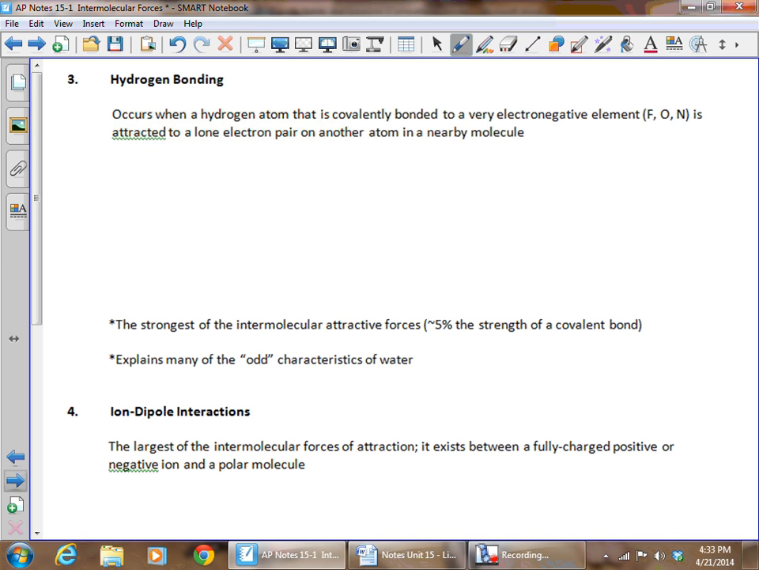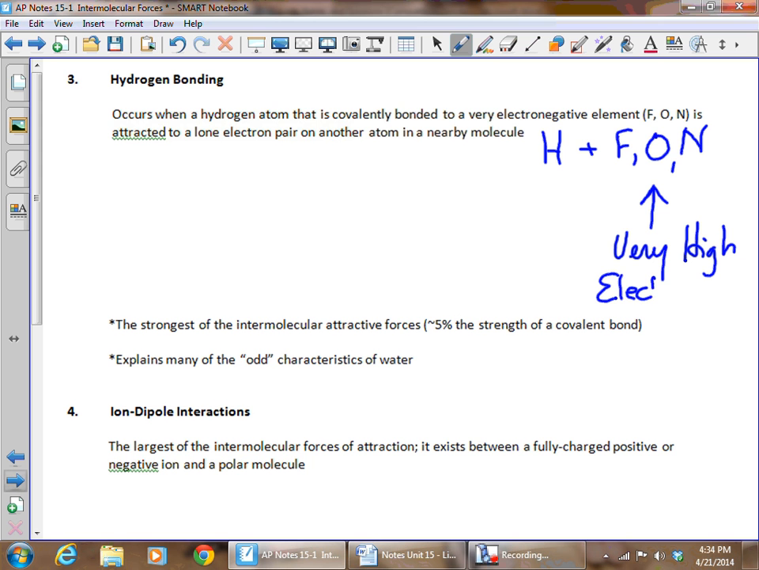Now if you look at hydrogen bonding, it is very strong for an intermolecular attractive force. It forms between hydrogen and very electronegative elements like fluorine, oxygen, and nitrogen. And again, it forms between these because they have very high electronegativities. Remember, electronegativity is what I think of as a tug-of-war force between that shared pair of electrons. Fluorine, oxygen, nitrogen do not play fair.